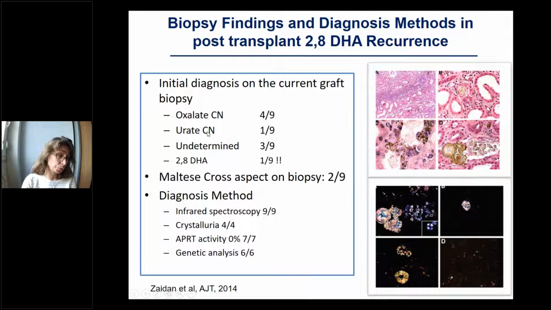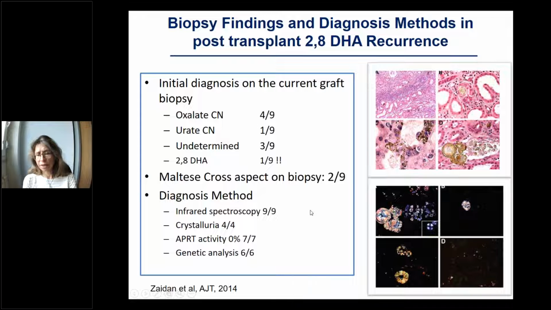and 1 was urate stone nephropathy. In 3 patients the cause was unknown, and only 1 patient had the good diagnosis initially after graft biopsy. And in 2 patients, finally, the diagnosis was made on graft biopsy with the specific Maltese cross aspects.